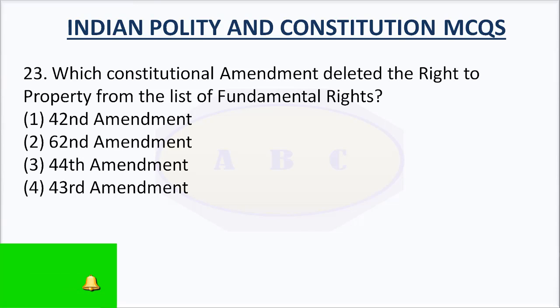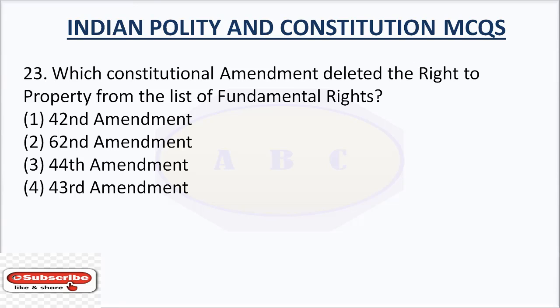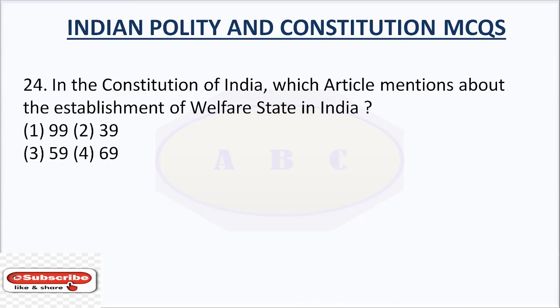Question number 23. Which constitutional amendment deleted the right to property from the list of fundamental rights? Option number 1, 42nd Amendment; option number 2, 62nd Amendment; option number 3, 44th Amendment; option number 4, 43rd Amendment. The right answer is 44th Amendment Act.